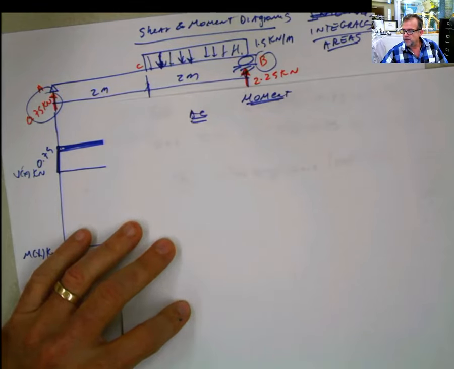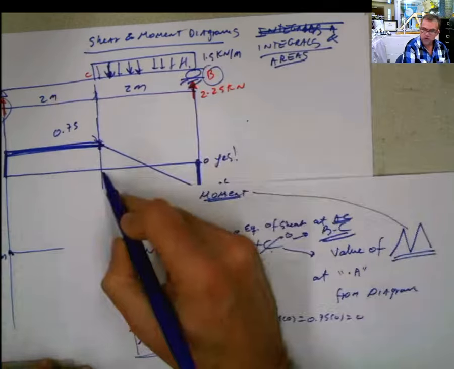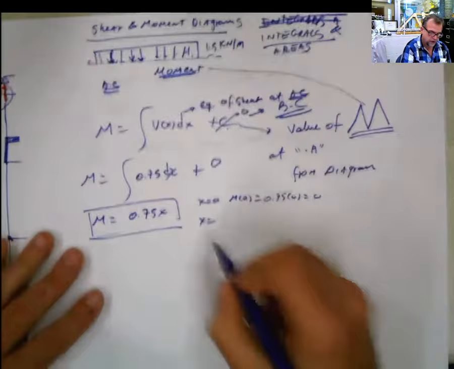And my moment is going to be 0.75x. Oh, wait a second. What about the negative sign? No. I said that only applies to the shear, and I don't have to do anything in the moment. This is my equation. For x equals 0, moment at 0 is 0.75 times 0, which is 0. For x equal at the end of the span, 2, moment at 2 is 0.75 times 2, which is 1.5 kilonewton meter.